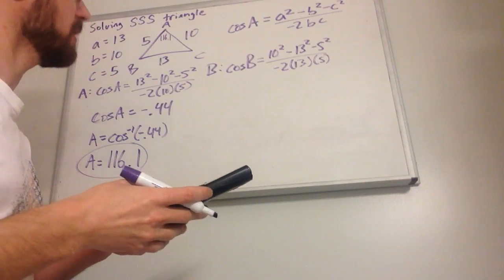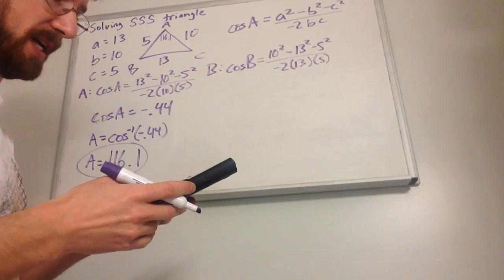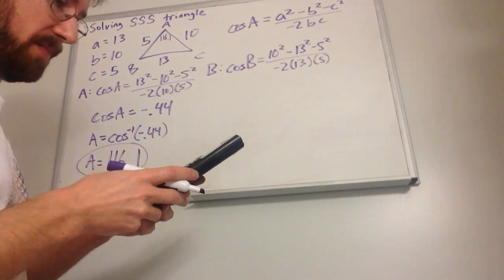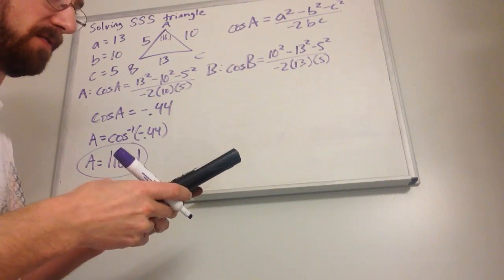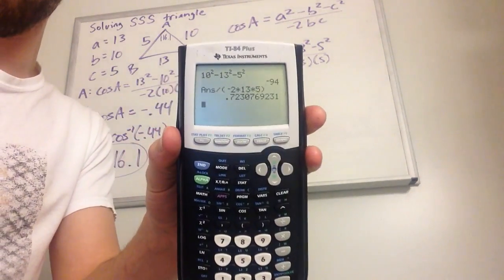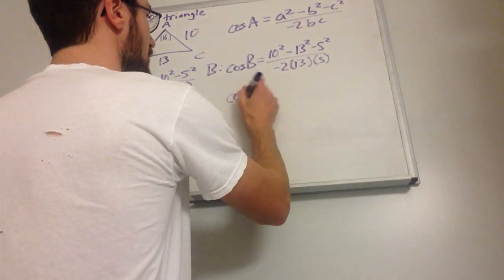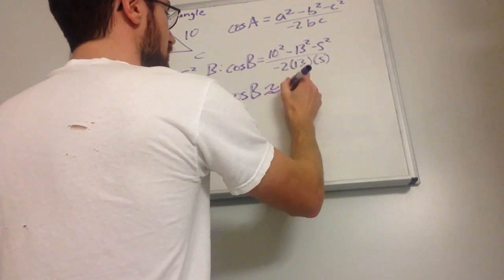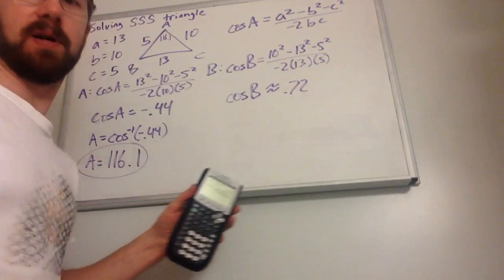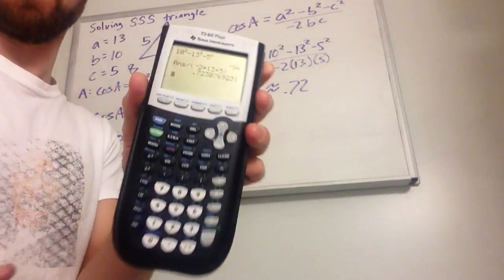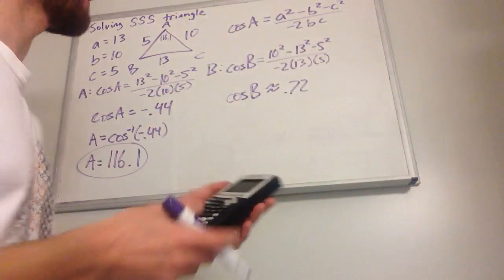So 10 squared minus 13 squared minus 5 squared is -94, divided by, in parentheses, -2 times 13 times 5. And I get about 0.72. So cosine of B is approximately 0.72. Your teacher might want you to round to the nearest hundredth or the nearest thousandths, or even just use the answer button to plug that into your calculator if you want to do an exact value.